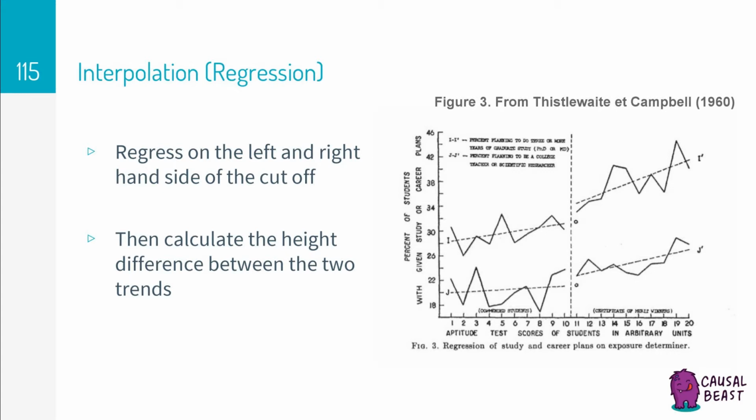The third method is what Thistlethwaite and Campbell did in their research. Basically, we do a regression on the left-hand and right-hand side of the cutoff. Then calculate the difference between the two fitted points at the cutoff. This is our treatment effect.